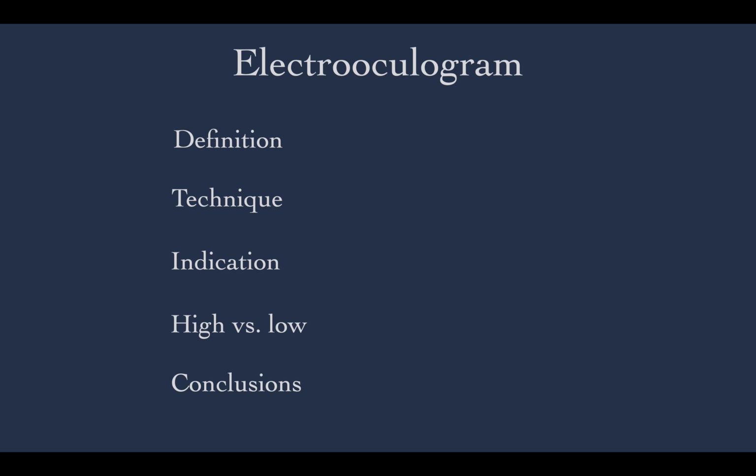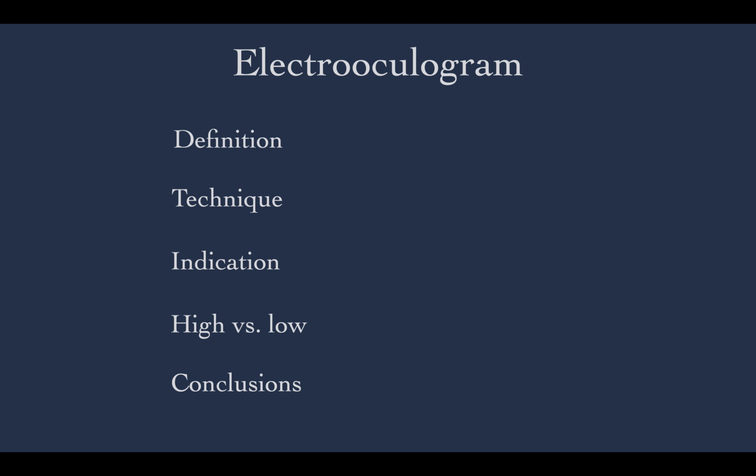If the eye moves from the center position towards one of the electrodes, this electrode sees the positive side of the retina, and the opposite electrode sees the negative side of the retina. Thereby, a potential difference occurs between both electrodes. The eye acts as a dipole in which the anterior pole is positive and the posterior pole is negative.